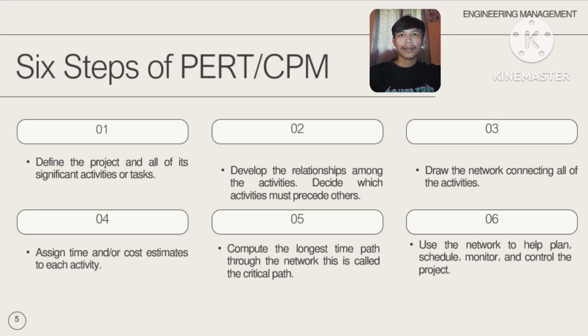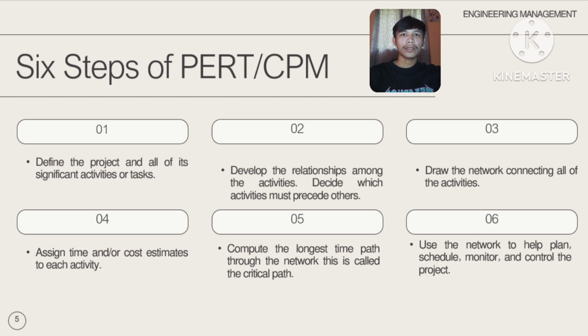Let's proceed to the six steps of PERT and CPM. First is define the project and all of its significant activities or tasks. Start by clearly defining the project scope and listing all significant activities or tasks that must be performed. Second is develop the relationships among the activities. Decide which activities must precede others, or determine the precedence relationships. This is where you decide which activity must logically precede.